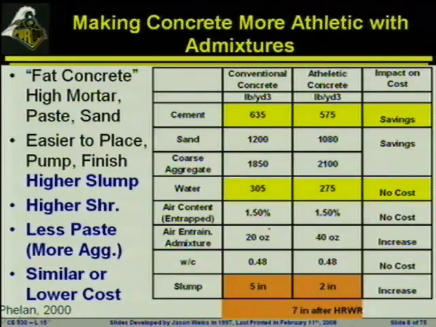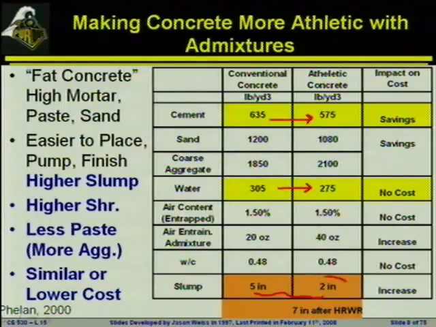So what we want to try to do is reduce the cement, reduce the high mortar contents, reduce the paste and sand. So we're going to go from about 635 pounds of cement per cubic yard down to a concrete that's maybe a little bit more athletic. The way that this can be done is to add the water reducer. It'll reduce the water, it'll reduce the cement, and then we can also get a benefit of the concrete being a little bit easier to place, a little bit easier to use.